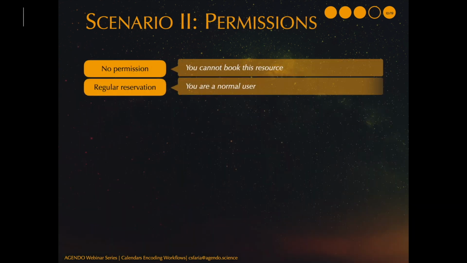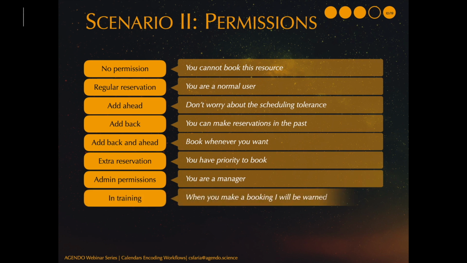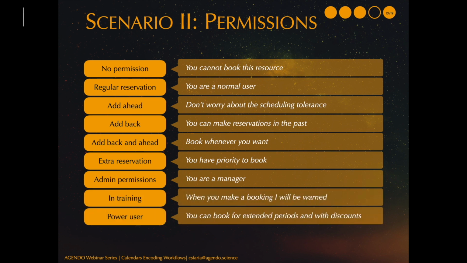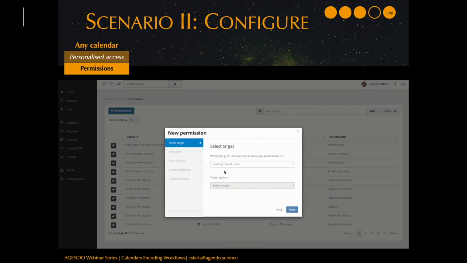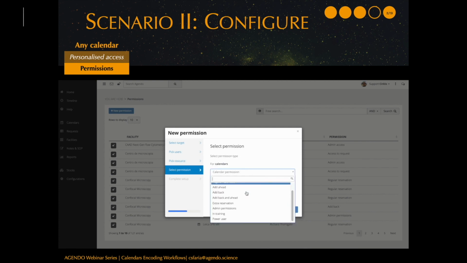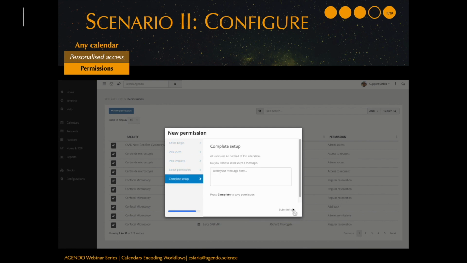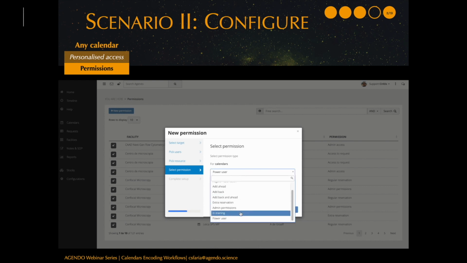Here's all the permissions that we have on Agendo, which you can grant to each user depending on their level of expertise and your trust. Going back to our case, user staff will be set as a power user for the cell culture hood calendar, and user Claudia will be set on training.